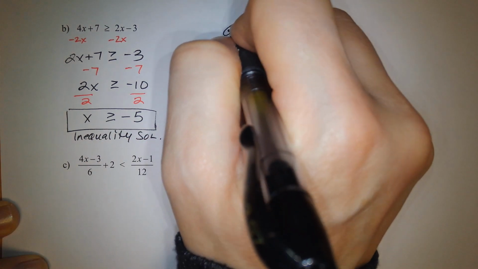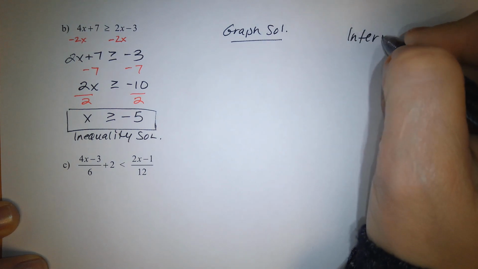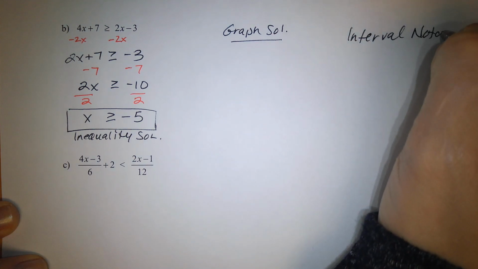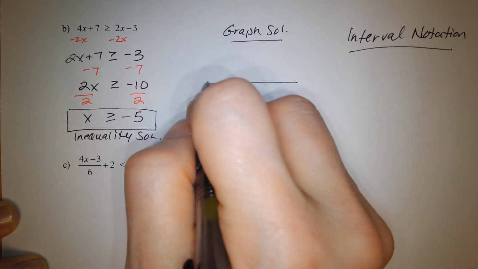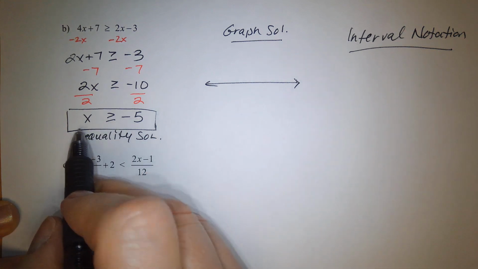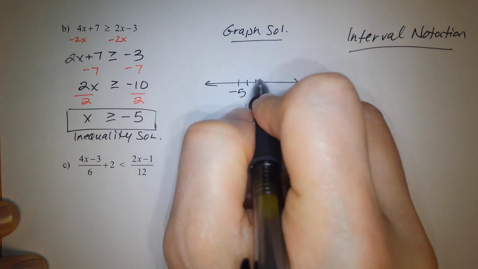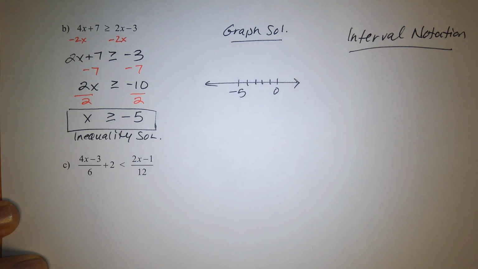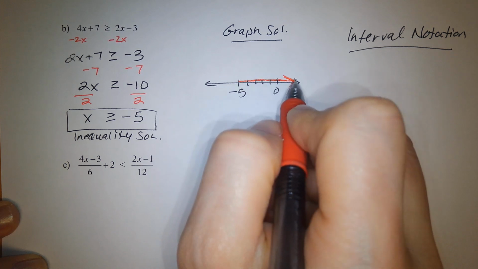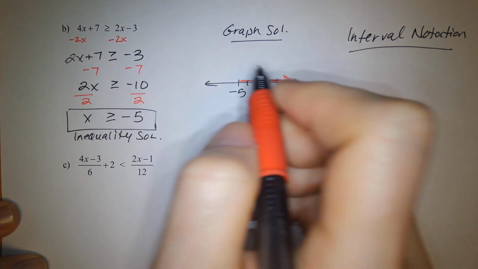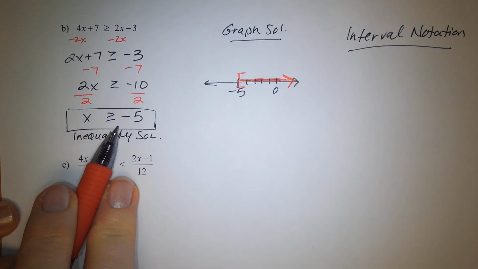I will also show you the graphical solution and the interval notation solution. The graphical solution is on a number line, and I want to show any number that is greater than or equal to negative 5. So any number greater than or equal to negative 5 would be shaded everywhere to the right. I will include negative 5 since it has the underscore.